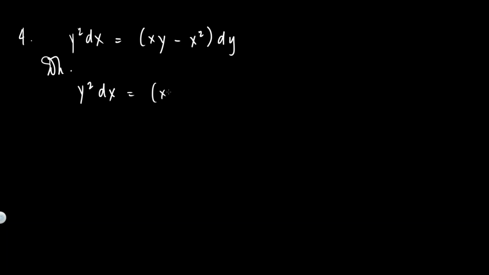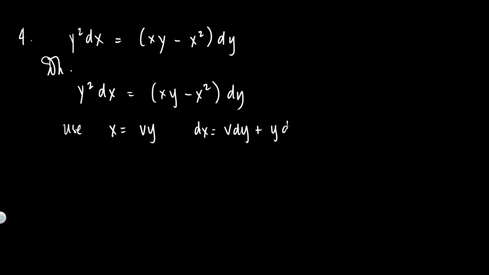Okay, y squared dx equals quantity xy minus x squared dy. Okay? So, find the general solution. O, copyin muna. y squared dx equals quantity xy minus x squared dy. Okay. So, if x is simpler, use x equals vy. Differentiate, we have dx equals v dy plus y dv. Then, substitute to the original equation.